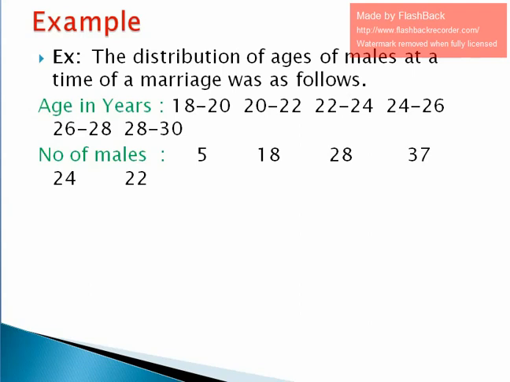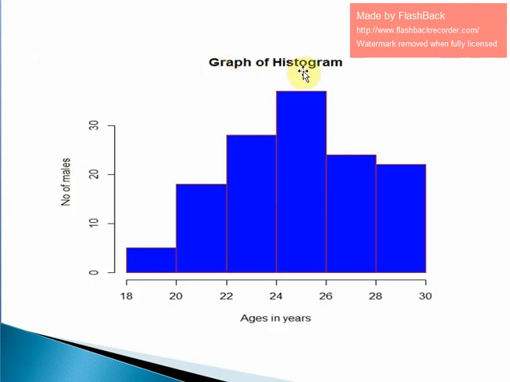See this figure. This is the graph of the histogram. Age in years is taken on the x-axis, number of males on the y-axis. So the base is 18 to 20 and the height is 5. The base is 20 to 25, the height is 18. Likewise, we can draw all the rectangles. There should not be a gap between these rectangles. That should be taken into account.